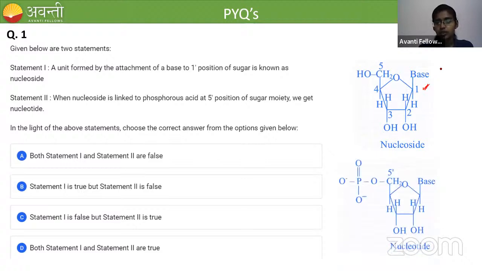And in case of nucleotide, if you see, this is the nucleoside part, and this nucleoside part is linked to phosphoric acid. It is not phosphorus acid. So what is the name of the acid? The nucleoside is linked with phosphoric acid. Okay. So that's why the second statement is wrong. So statement 1 is true and statement 2 is false is the correct answer. Yes, good.